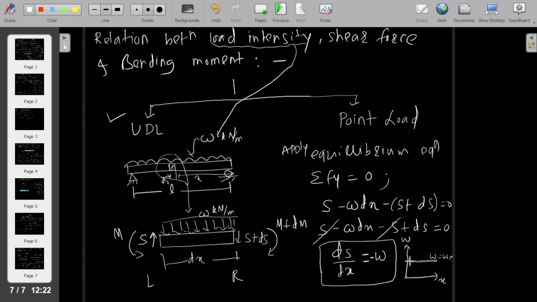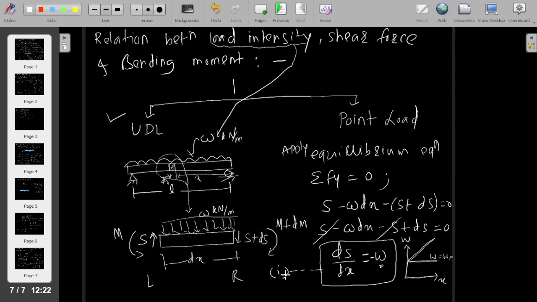And if the load is variable, constant load plus this, the graph starts from here, and the slope gives you how much the load intensity is. Now, this is one relation you have got. I'll take it as equation number one. This is equation number one.